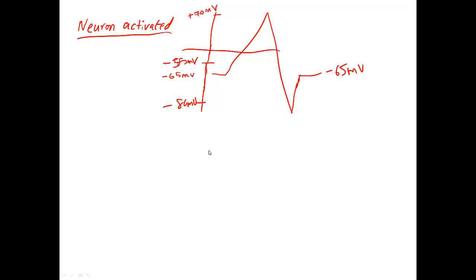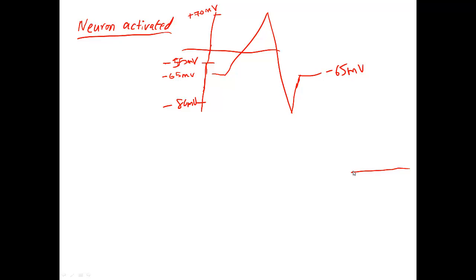So why does this all happen? Why do we start off at negative 65 millivolts? Why do we hit this negative 55 and then burst up to 70? Why do we stop at 70 and then go to negative 80? Why do we go from negative 80 to negative 65? Well, all of that is described by the Nernst equation. And all of that has to do with ions moving down their electrochemical gradient as an ion-specific channel is opened. So what does that mean? Well, let's take a look.